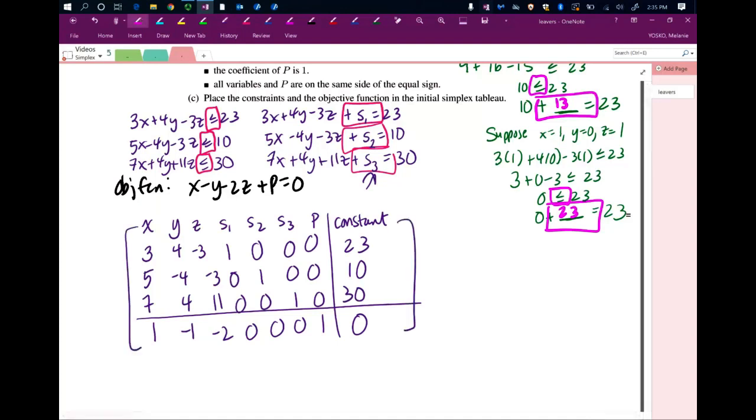And notice when we're done, the slack variables and P will have something that looks very similar to an identity matrix. Okay, so this is the initial simplex tableau.